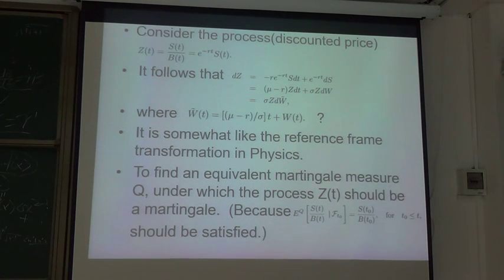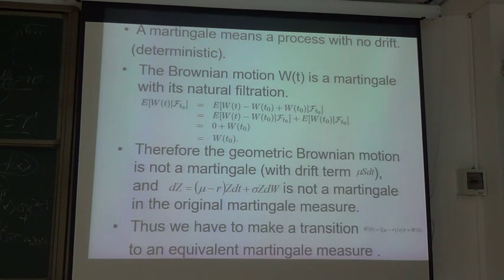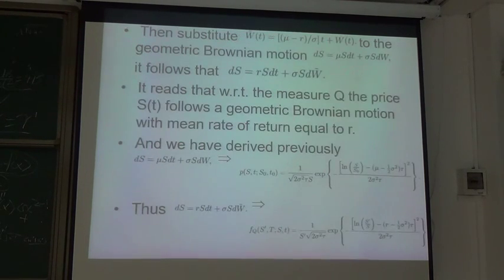So let me change the Wt, the dJ, and eliminate the dt terms. So that's why we change the linear process to a new process. And therefore, geometric Brownian motion is not a martingale because, as I mentioned above, it has dt terms, and this expectation is not a constant. So we should make a transition and substitute a new linear process into the geometric Brownian motion, and it follows that we get a new geometric Brownian motion, but with a new mean return r under the measure Q. The price S_T follows a geometric Brownian motion with the mean rate of return equal to r.